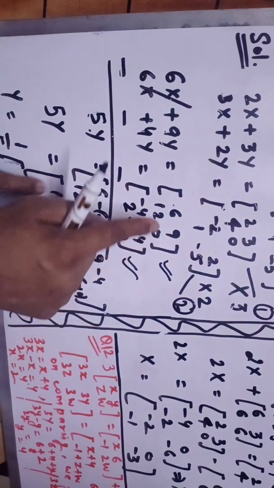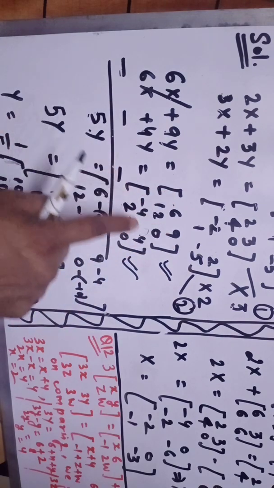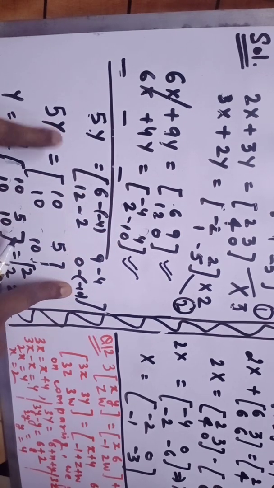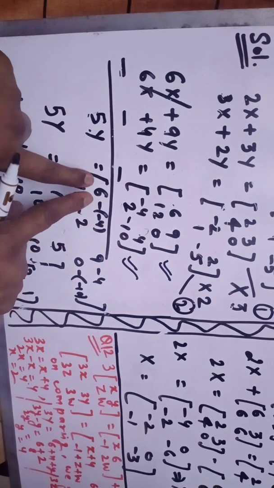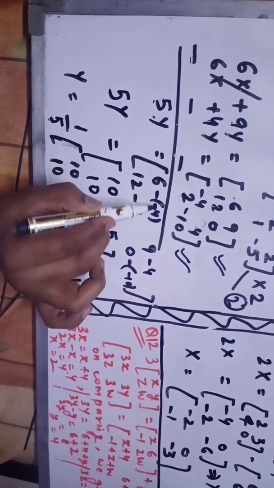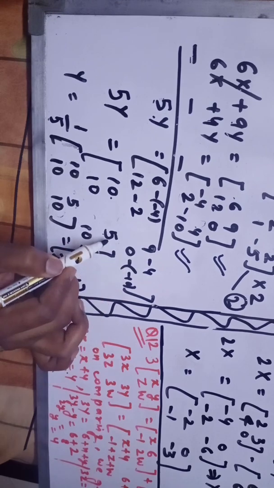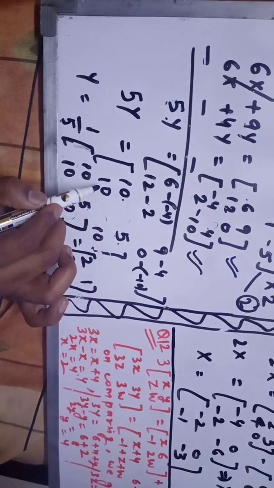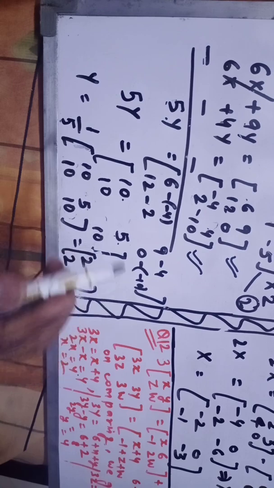So you can subtract these two. 6 minus minus 4, you will get this. 9 minus minus 4, you will get this, and so on. So after that, we have to just subtract or add according to their sign. So here you have 6 minus minus, that would be plus, so that would be 10. 9 minus 4, that would be 5. 12 minus 2, that would be 10. 0 minus minus 10, that would be 10.